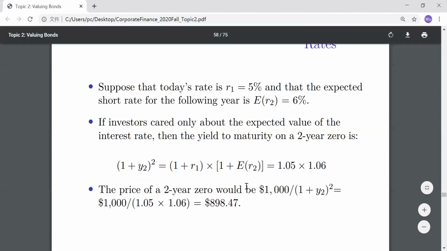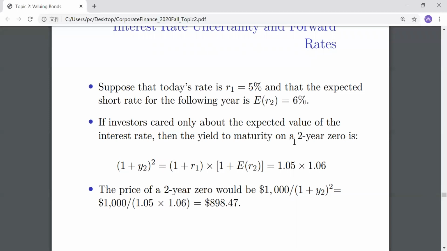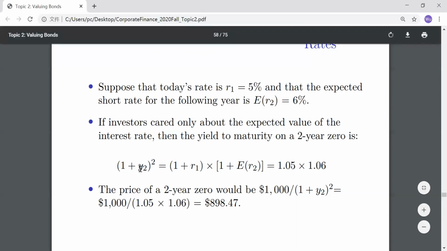Again, we can apply the competition condition in theory. Suppose the expected short rate is 6%. So we can derive the forward rate, and we can derive the yield to maturity on a 2-year zero. If we use this 2-year strategy, that should be equal to the rate of return from the first 1-year strategy rolled over to the second year, and the expected short rate in the second year is 6%. After we derive the yield to maturity, we can derive the price, which is this number.